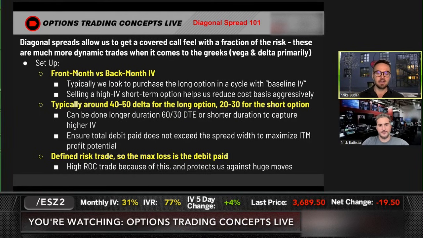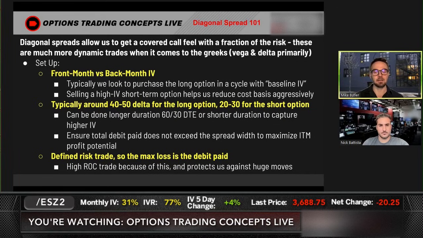Yep. At the end of the day, this is a defined risk trade. So the max loss potential is the debit paid up front. Because of this, it results in a potential high return on capital trade if you're directionally right. But it also protects us against huge moves against us, which we've seen many times, where a stock goes 30, 40, 50 points in the wrong direction. We only have the risk of the debit paid up front rather than the undefined risk nature of selling strangles or something like that.